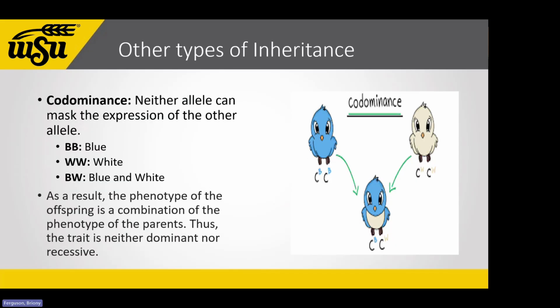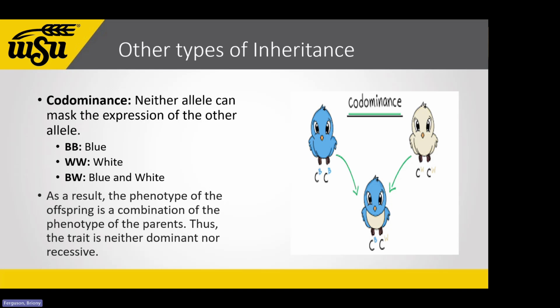There's also codominance, and this is when neither allele can mask the expression of the other allele. And as a result, the phenotype of the offspring is a combination of the parents. So it is a combination, but it's not a blend like incomplete dominance is. Here you can see in the photo that we have a blue and a white bird, and their offspring, because these alleles are fighting with each other, they're going to combine instead of blend. So our offspring is going to have a blue body, but a white stomach.